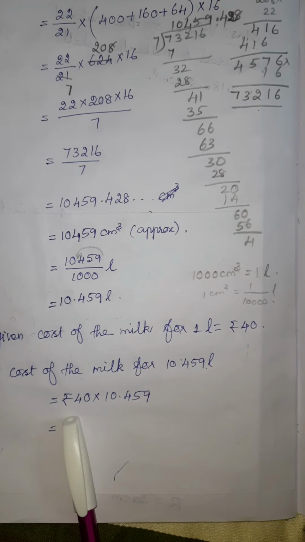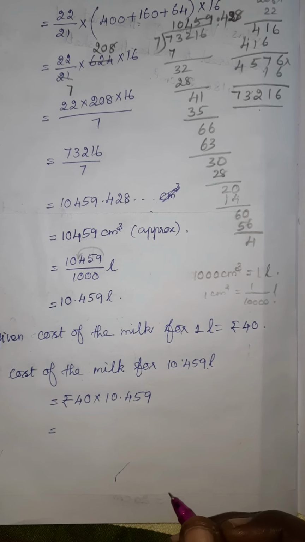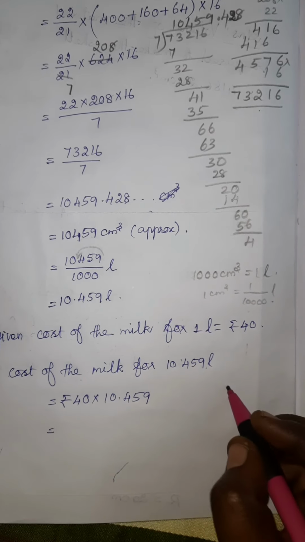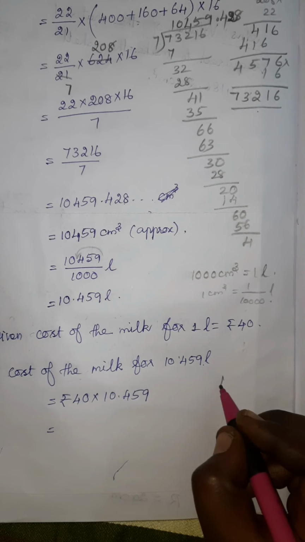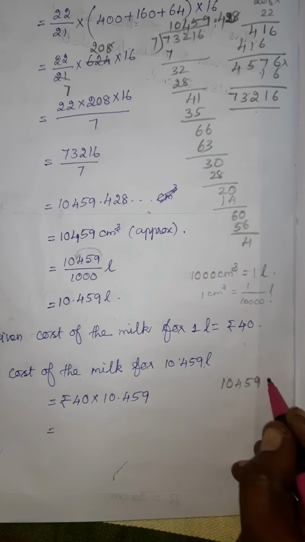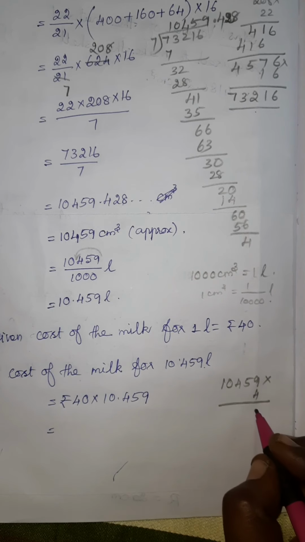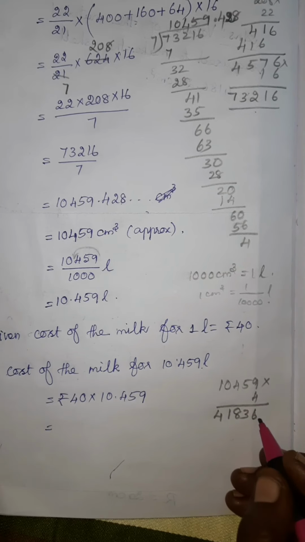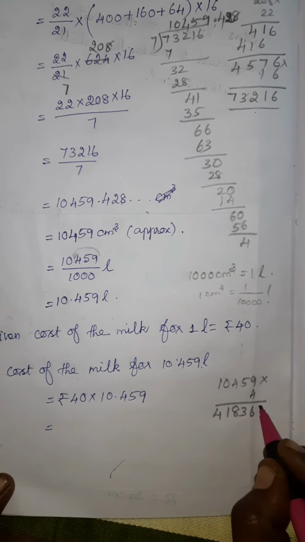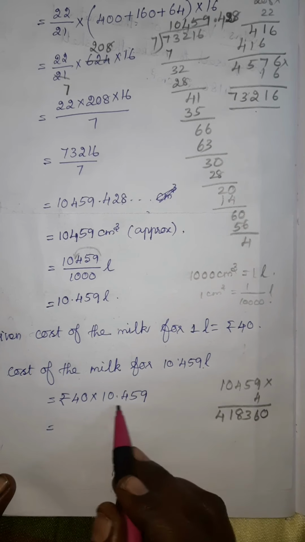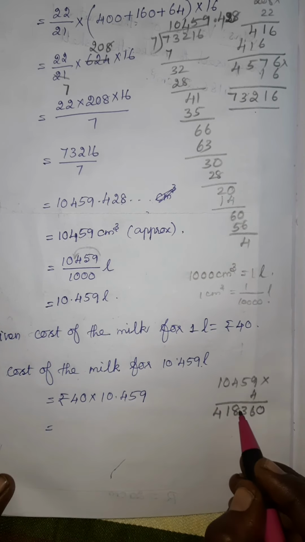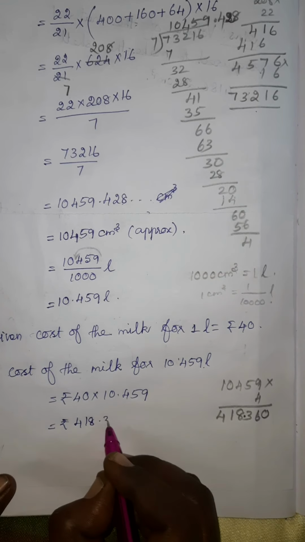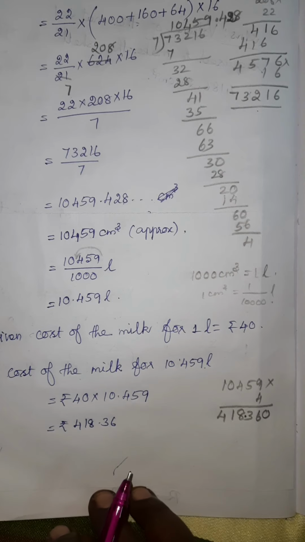So only that unit you write here. Then you multiply using 40. For multiplying using 40, you can multiply by 4 and put one more 0. When you multiply, you don't put the decimal point. Here we multiplied using 4, but we need the multiplication using 40. So you can put the 0 also. Then after 3 digits, you put the decimal point. So here we will get the decimal point, that is rupees 418.36.